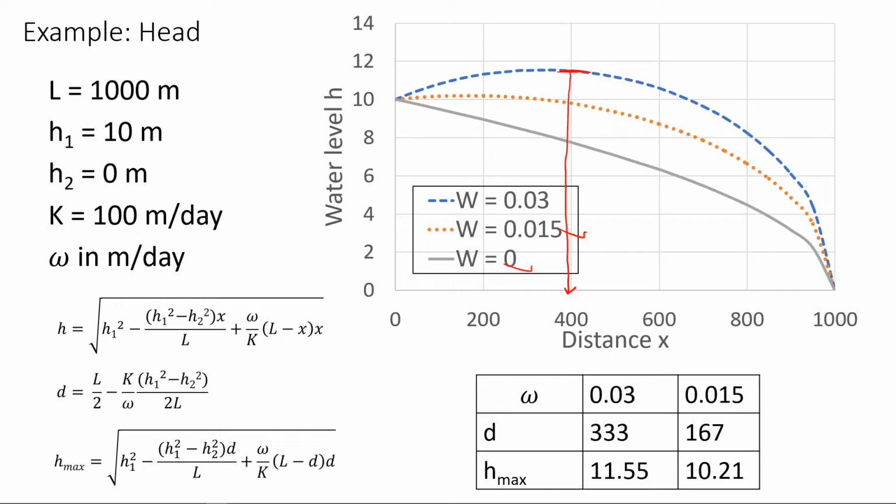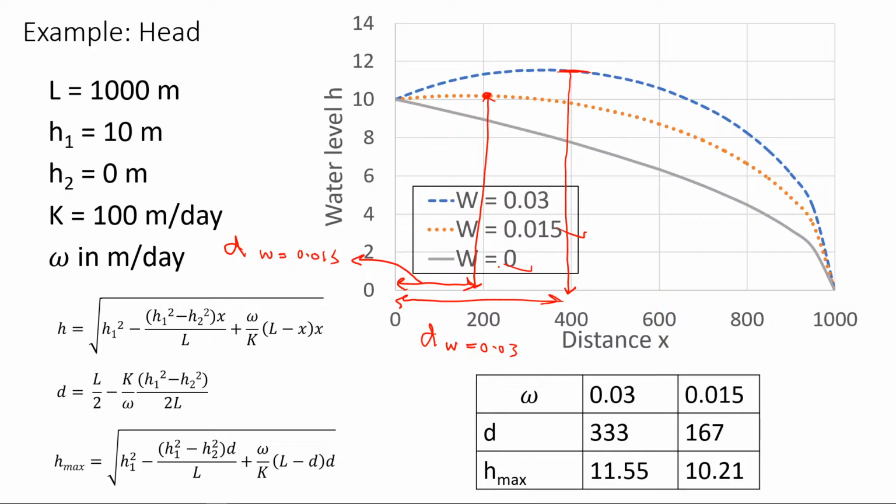Yeah. And we have an equation for it. That would be my D. So that's my D for W equal to 0.03. What about this guy? For this guy, it's here. That's my D here. So that is D for W equal to 0.015.